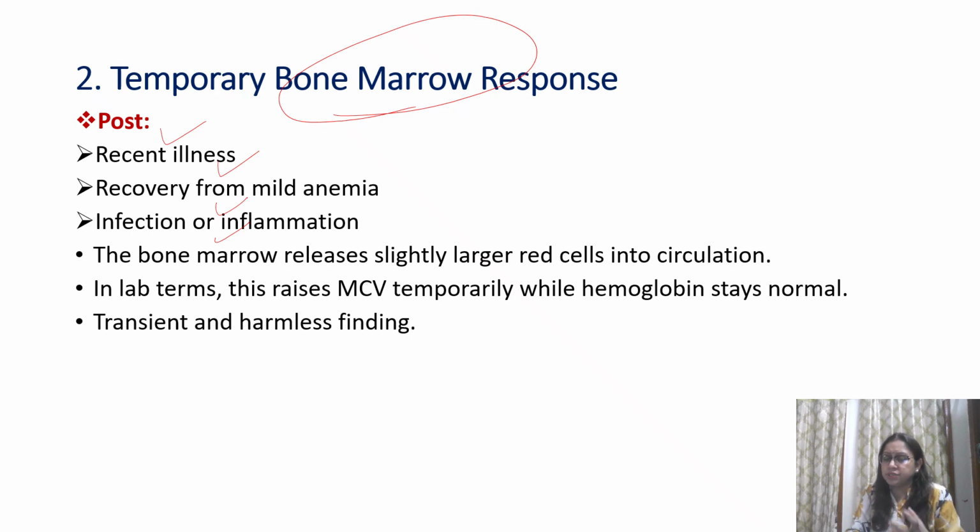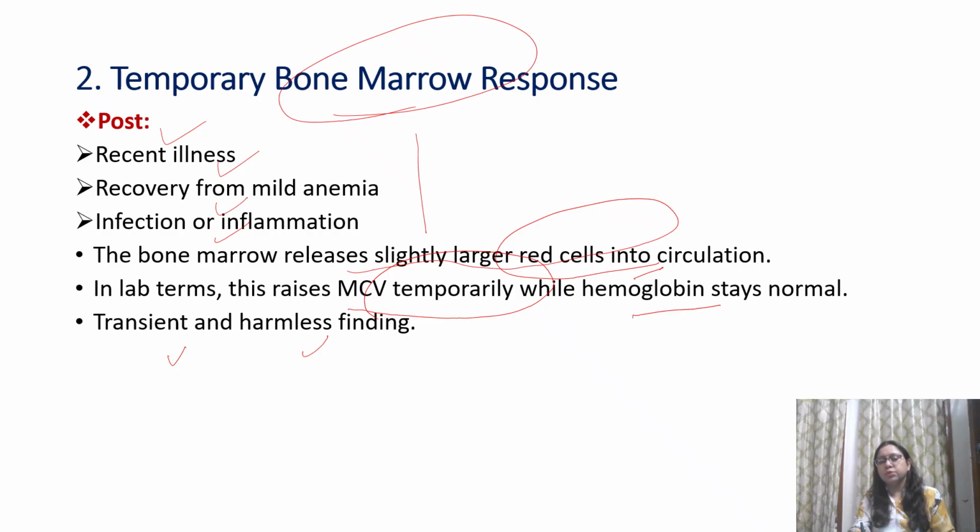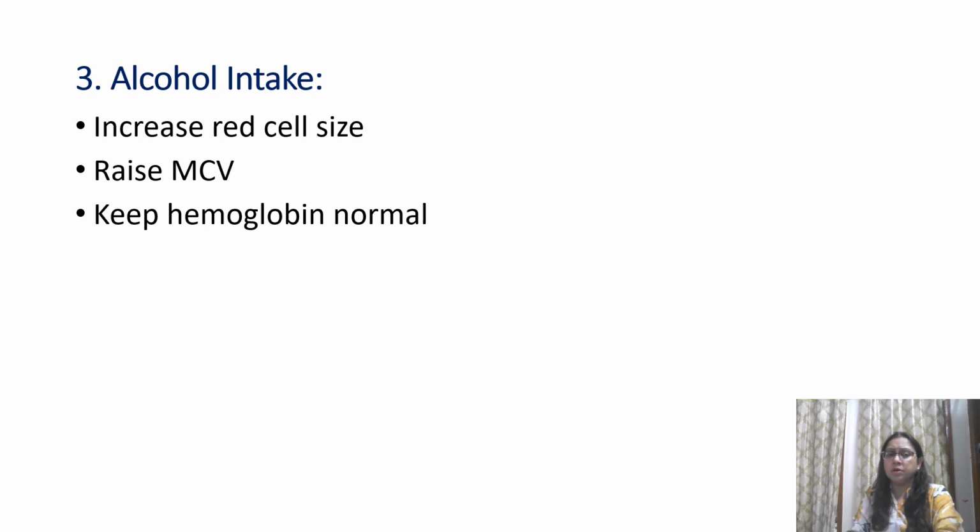So any stressful condition will force your marrow to release all the different kinds of cells with more force, right? More energy. So it releases a slightly larger red cell population into the circulation. So in lab terms, even if the bone marrow is acting temporarily, MCV would be increased, but your hemoglobin will stay normal. So these are very transient findings and these are harmless findings. After the patient recovers completely, the bone marrow response becomes normal and the MCV comes down to normal.